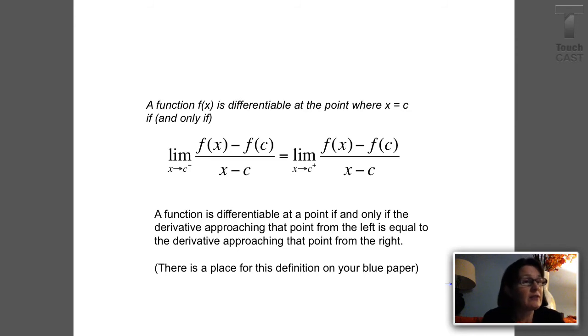So a function is differentiable at x equals c if the limit as you approach c from the left of the derivative equals the limit as you approach c from the right of the derivative. Essentially, the slope as you come at the point from the left has to equal the slope as you come at the point from the right.